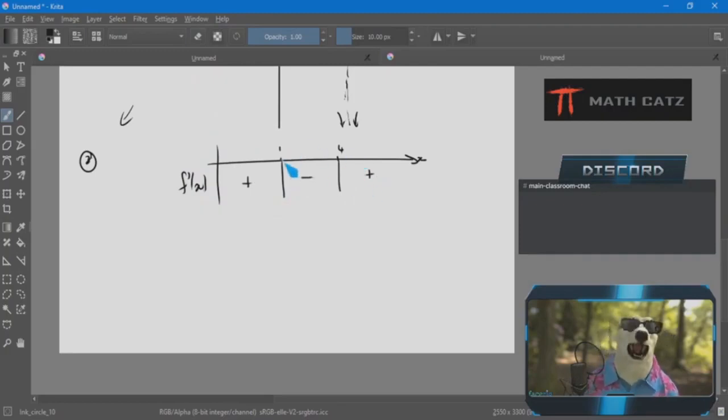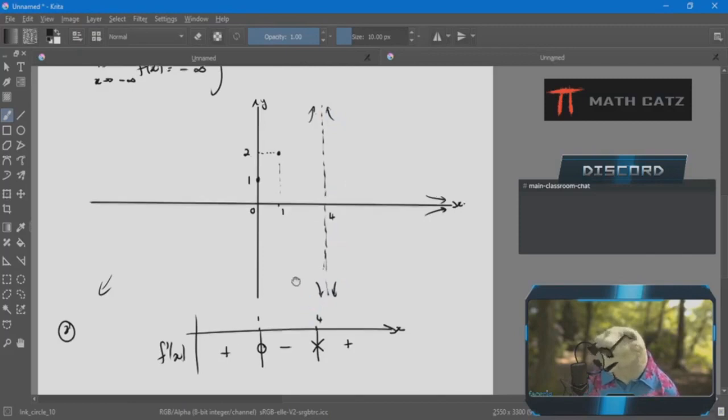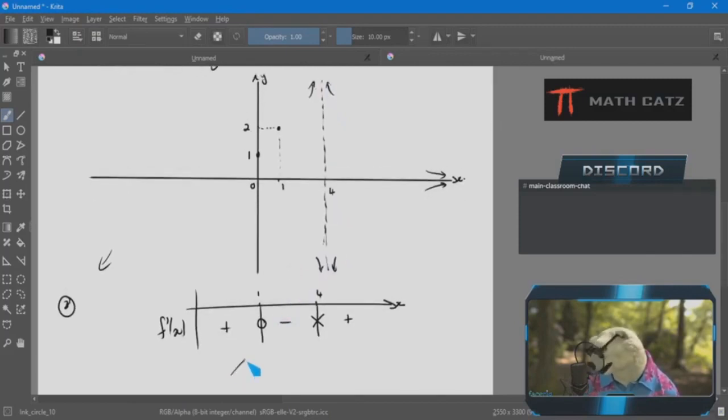It then says at 1 it is 0, at 4 it is undefined, which makes total sense because I have a vertical asymptote at 4. So that would be a problem. There can't be a slope if there is no graph. Okay. So I have an upslope, horizontal tangent, downslope, downslope, downslope, bad times, upslope. Bad times for a different reason this time, right?